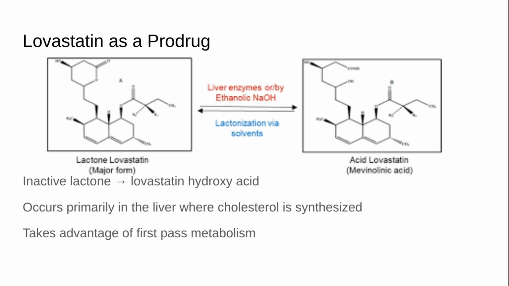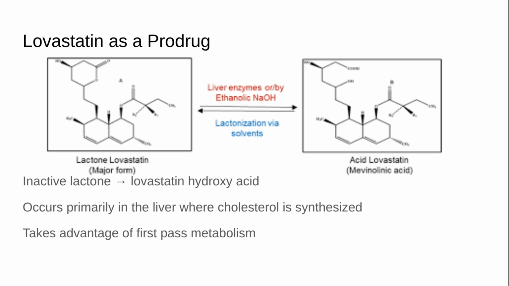Now, it is important to note that lovastatin is a prodrug, so it is first administered as an inactive lactone. And when it passes through the liver, it is then converted into lovastatin hydroxy acid. And basically, this carbon ring opens up here, making it into its active acid form.